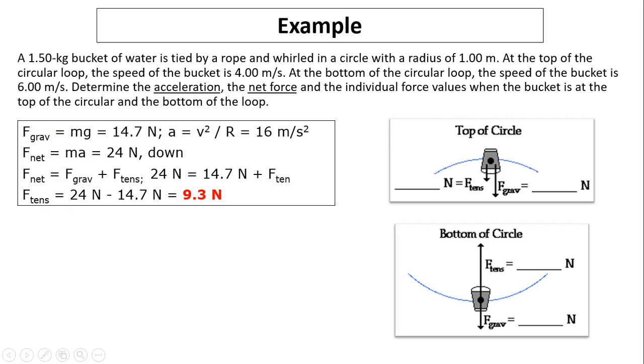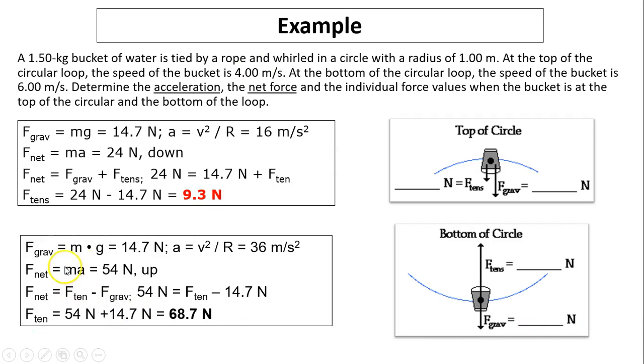Now let's take a look at the top of the loop. We know gravity equals mg. Acceleration is v squared over r, 60 meters per second squared. F net equals ma, so we know F net already. We have to find the individual forces, gravity and tension, so the only thing we don't know is tension. At the top, two forces are in the same direction, so F net equals gravity plus tension. Plug everything in. Net is 24, gravity is 14.7, so we can solve for tension equals 9.3.